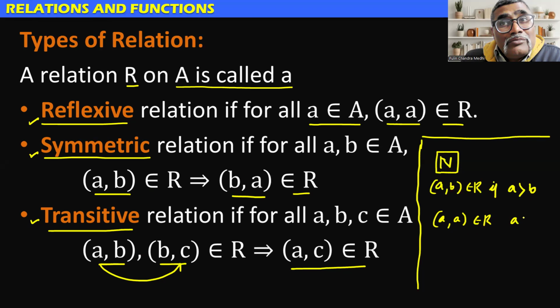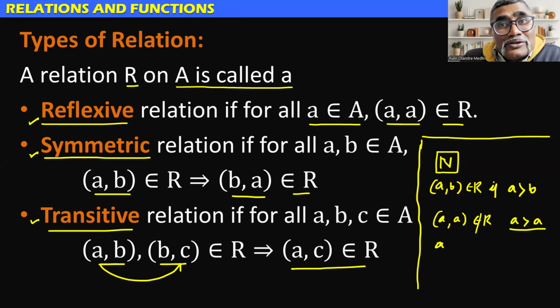The condition should have been A greater than A. But is this possible? No. That means A comma A cannot be an ordered pair in R. It means A is not related to itself and therefore it is not reflexive. Okay. Then you talk about the symmetric.